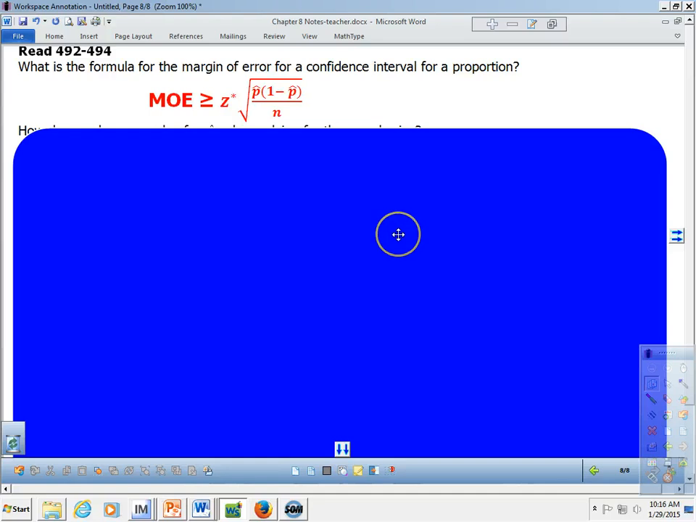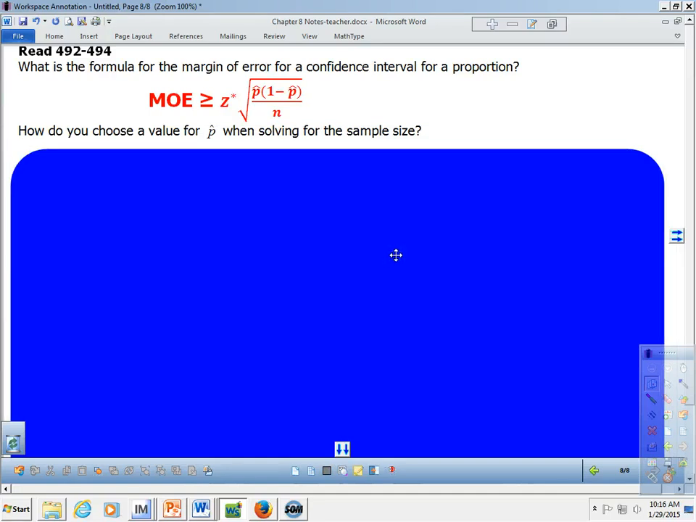And so that's what we're going to get into. So how do you choose the value for p hat when solving for the sample size? Because again, this is something that you're going to do prior to your sampling, right? You're trying to figure out how many you're going to have to sample in order to get a particular margin of error, plus or minus 3%, plus or minus 5%, or whatever it is that you want to do. So we have to have a p hat in our calculation.